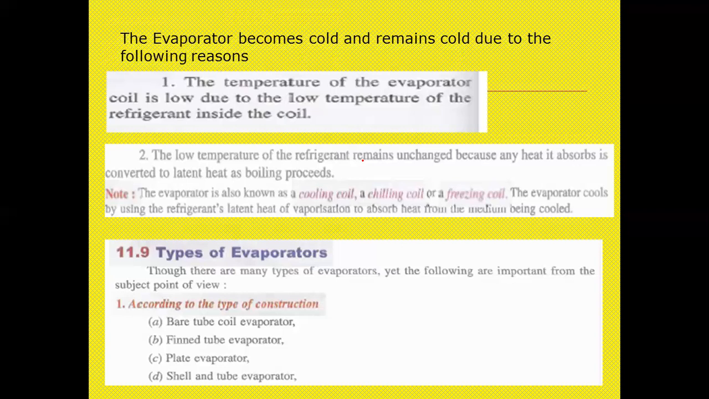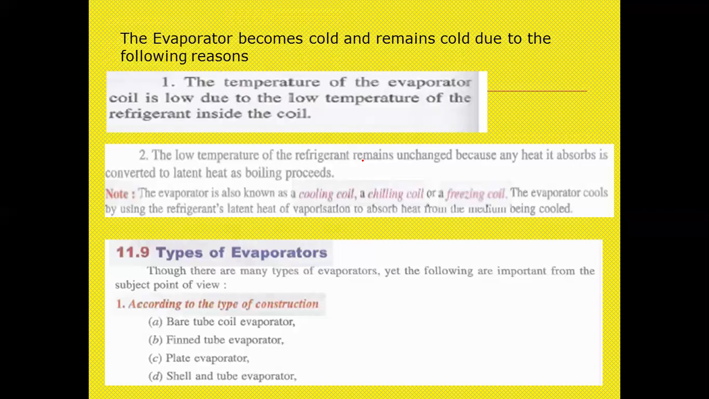A cooling coil or a chilling coil works due to the latent heat of the refrigerant. The evaporator cools by using the refrigerant's latent heat of vaporization to absorb heat from the medium being cooled. So this is the technique used. It becomes cooled because the temperature of the evaporator coil is low due to the low temperature of the refrigerant inside the coil.